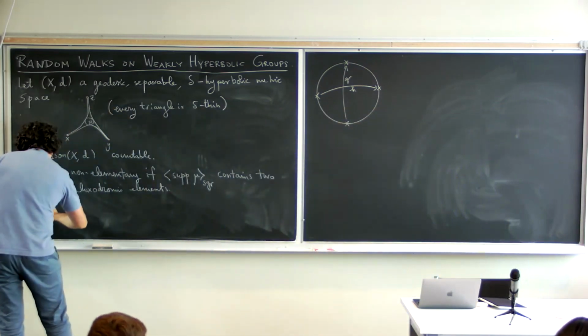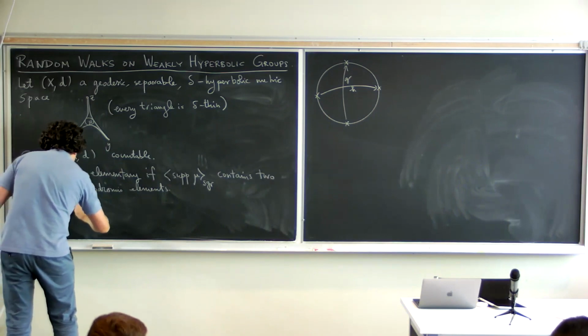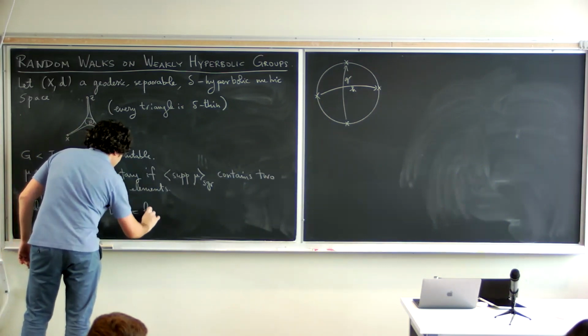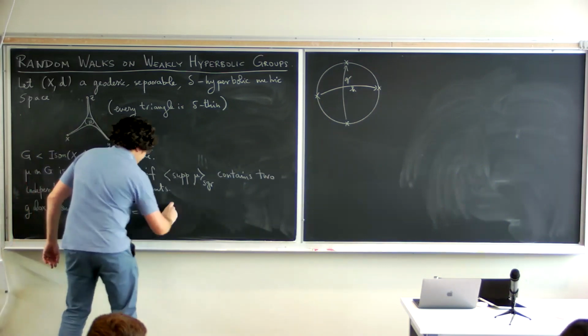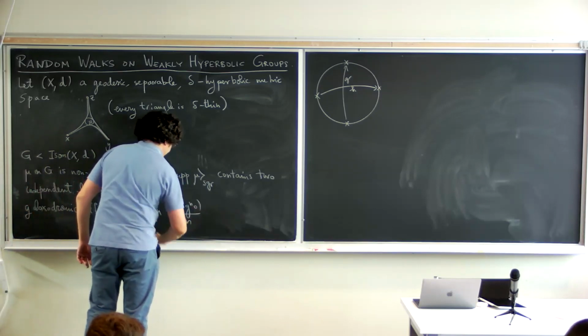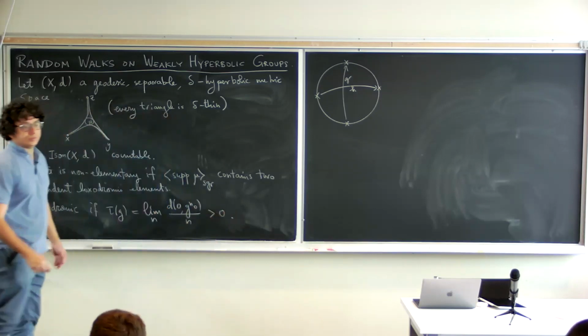Again, g is loxodromic if the translation length, tau of g, which is the limit as n goes to infinity of d(o, g^n o) divided by n, is positive.